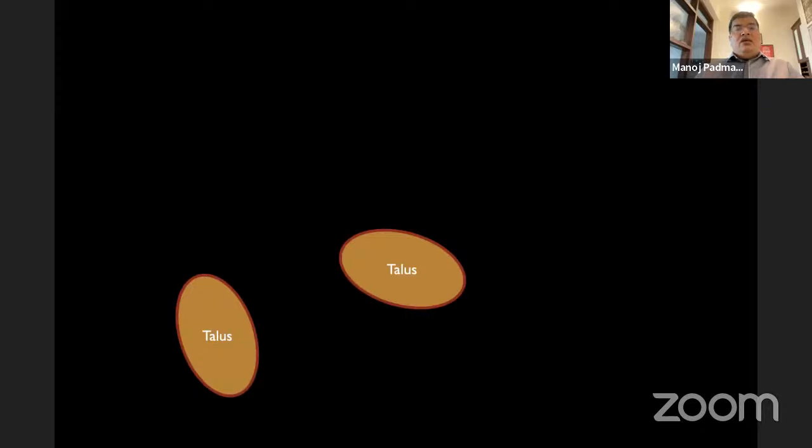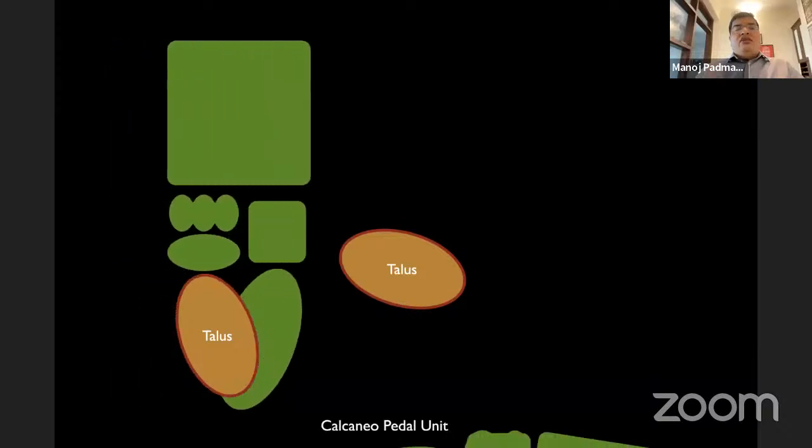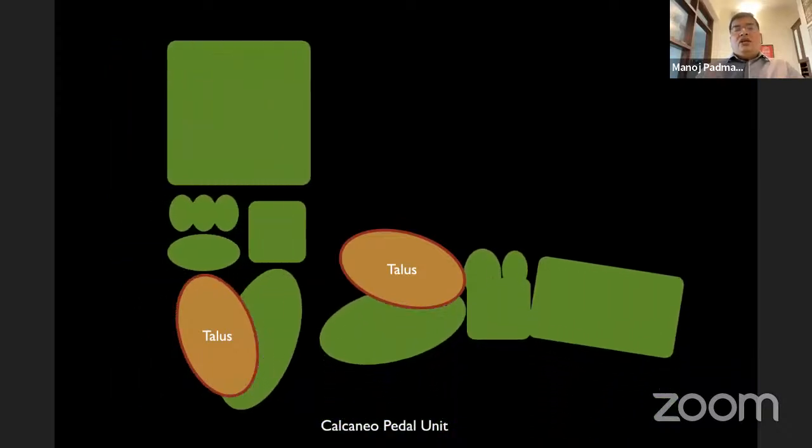So when we look at the calcaneopedal unit in a schematic way, you have the talus, which is connected to the tibia through the tibiotalar joint. That's the unit, and around which you have the rest of the foot, which, even though there are different bony structures, can be considered as one single unit. So it's the interconnection of the strong ligaments which makes the rest of the foot move around the talus. So this is how a normal alignment you would expect.